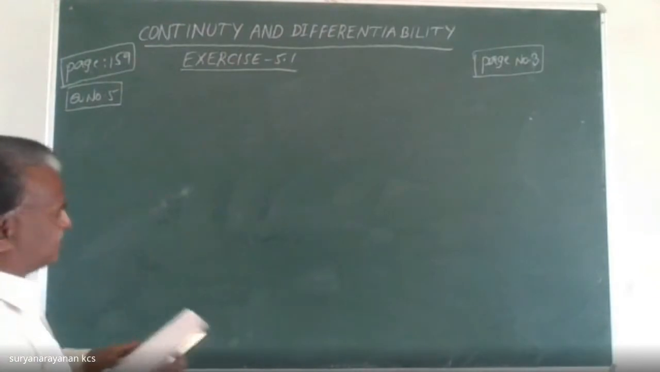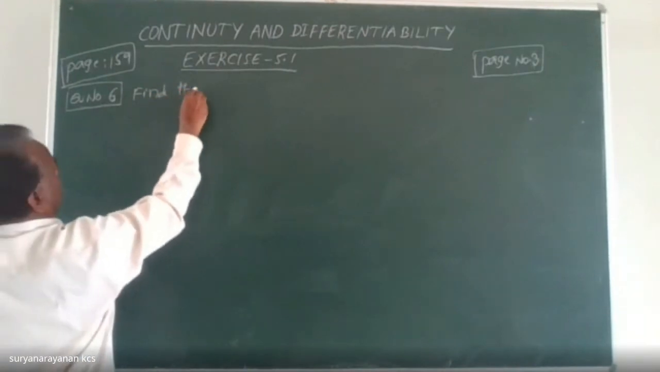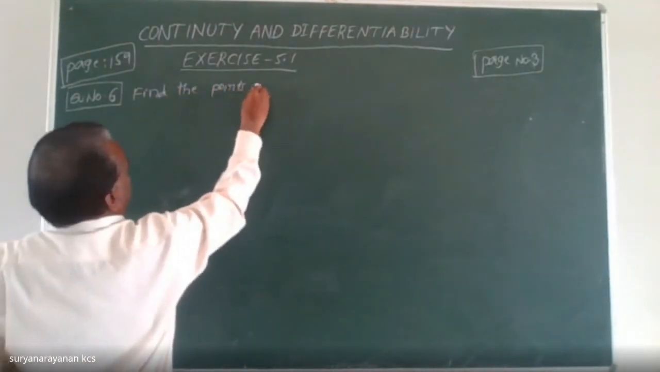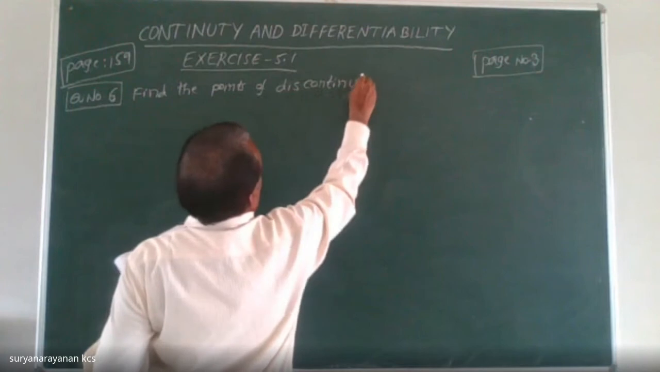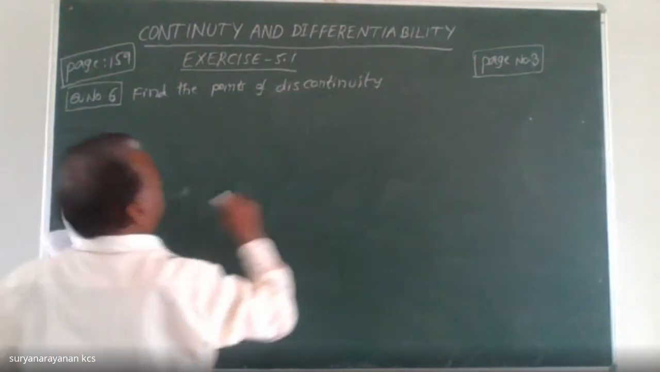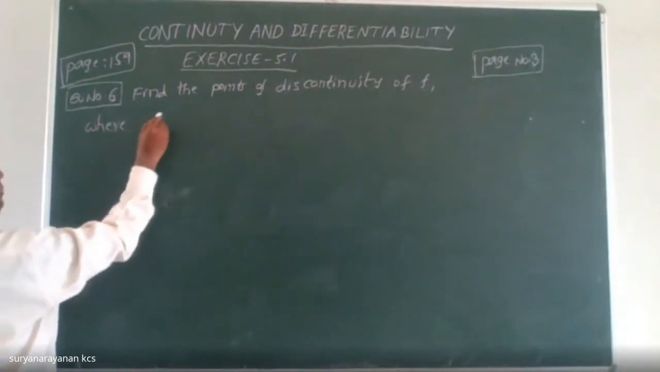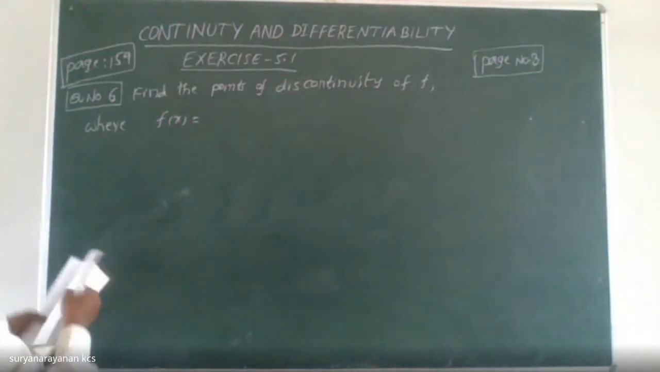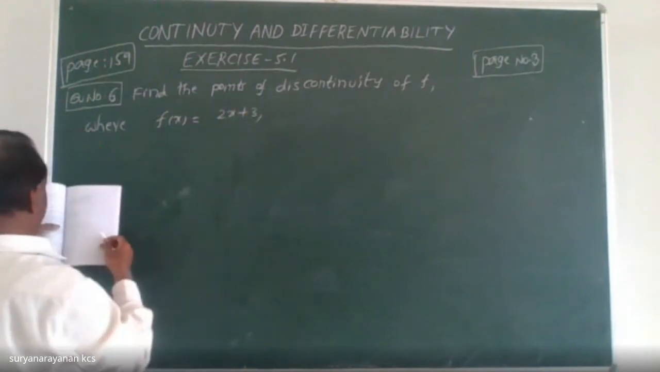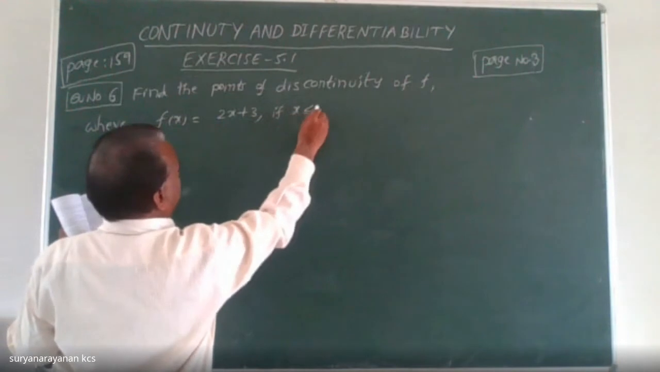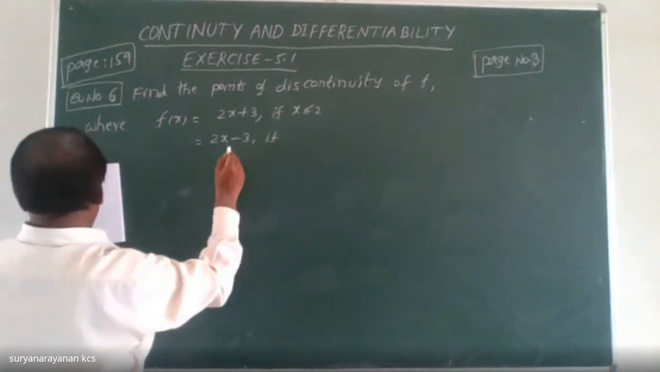Yes, come to question number 6. Find the points of discontinuity of f, where f of x is equal to 2x plus 3 if x is less than or equal to 2, and f of x is equal to 2x minus 3 if x is greater than 2.